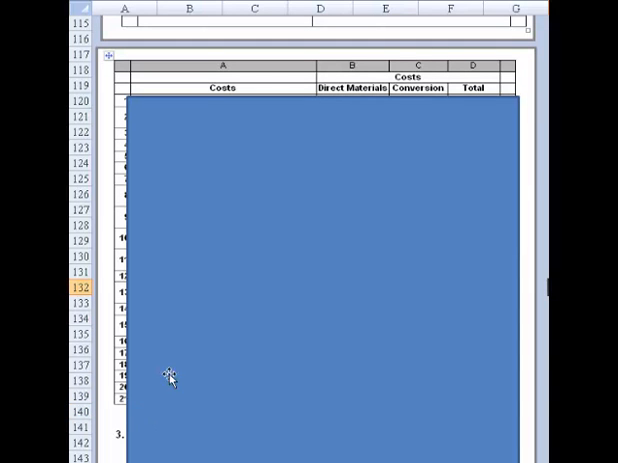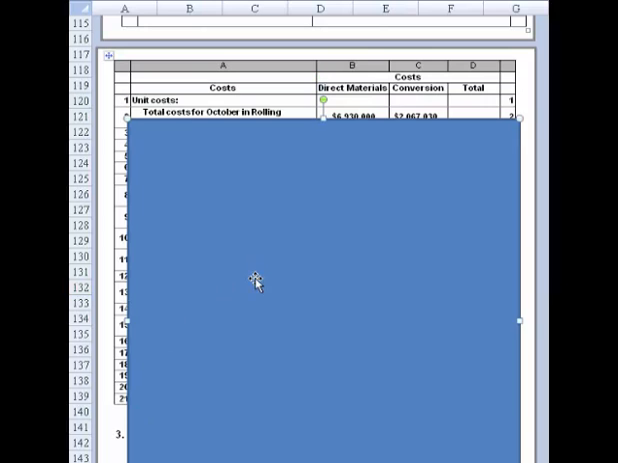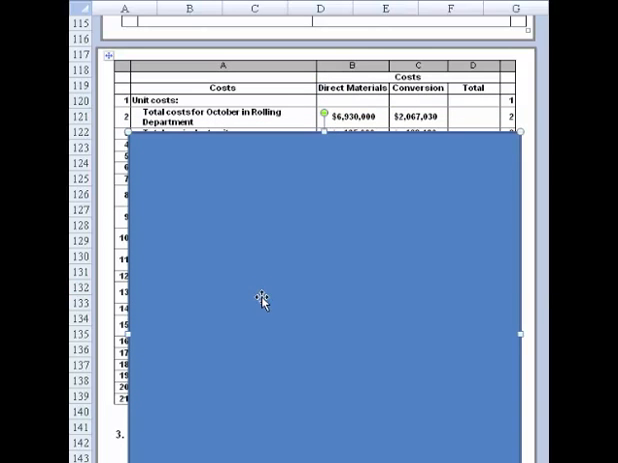Okay, now for the month of October, let's look at what we have for costs. We have to figure out the total cost for October in the rolling department, and from the information provided above, this month we have 6,930,000 of direct material costs and $2,067,030 of conversion cost. And if you need to see where those numbers come from, stop the multimedia presentation, slide back to the beginning where you can read where those numbers were provided.